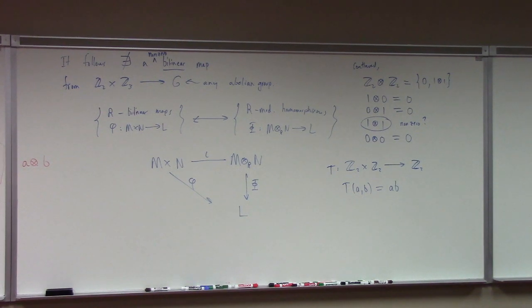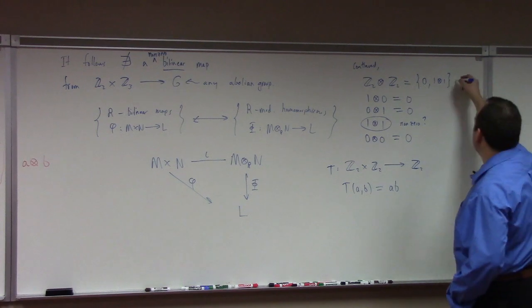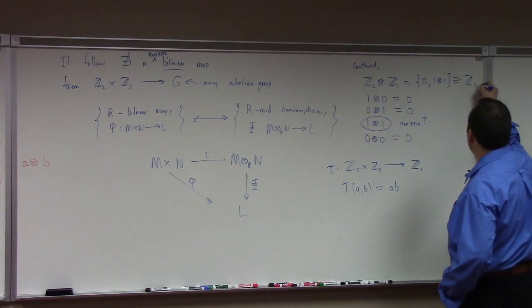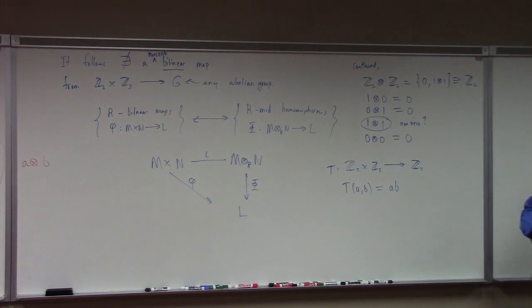So what is Z2 tensor Z2 up to isomorphism of rings? It's Z2, right? This is isomorphic to Z2. Which kind of makes sense, right? If you multiply Z2 by Z2, you just get Z2 again. Admittedly, this is the tensor product, so it's an abstraction of just plain multiplication, but it's kind of intuitive.